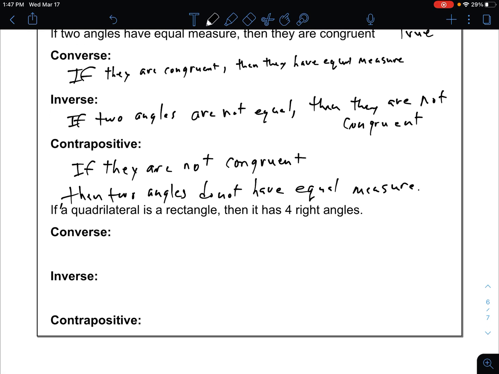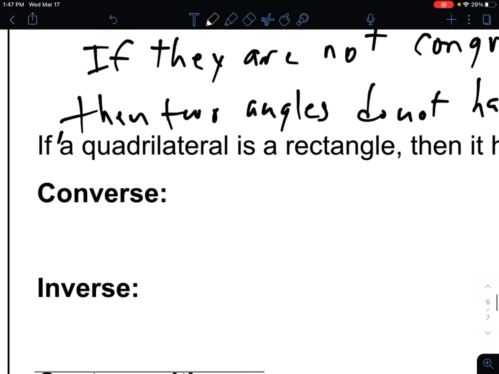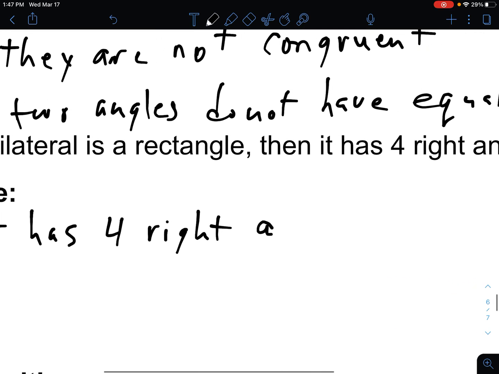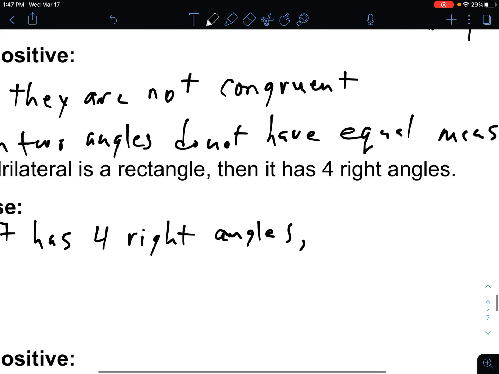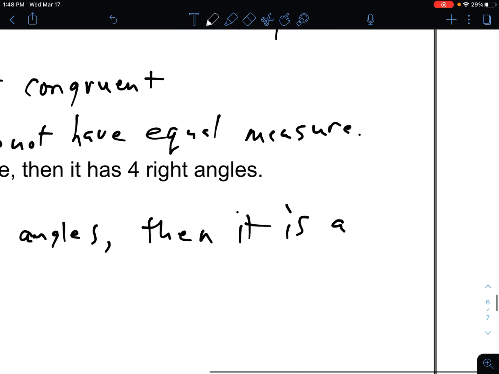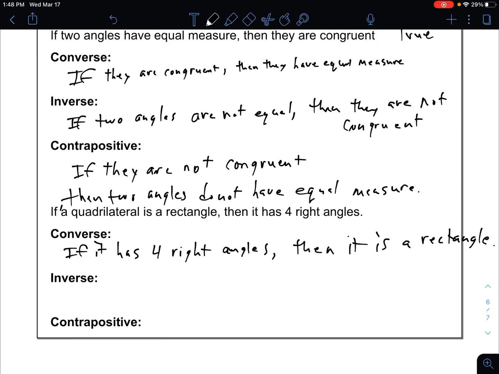If a quadrilateral is a rectangle, then it has 4 right angles. Now this one's kind of tricky, right? See if that's true. If it has 4 right angles, then it is a rectangle. And you would say, oh, that's false because a square could have 4 right angles. Technically, a square is a rectangle, just throwing that out there. So some of these are subjective to how you're interpreting things, and that's okay, right?